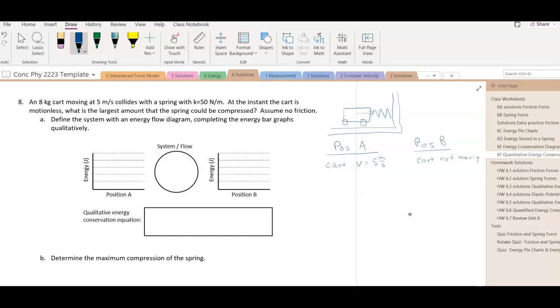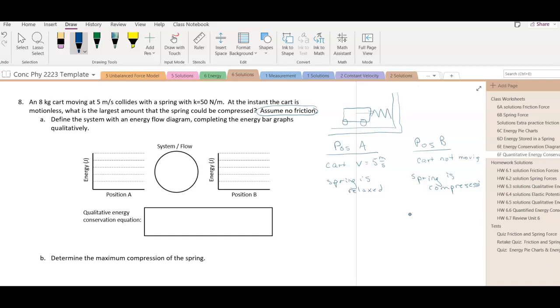At position A, the spring hasn't been touched yet, so the spring is relaxed. In position B, the spring is compressed. And they're telling me to assume no friction. And I guess that's really all that I need here.